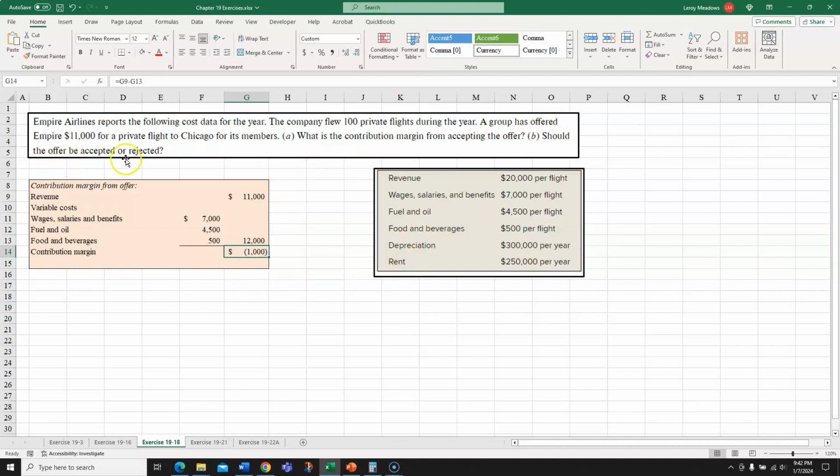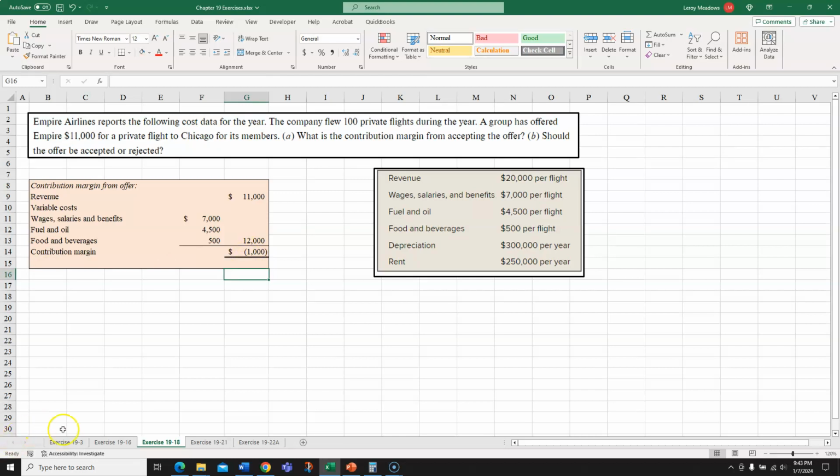Should the offer be accepted or rejected? It should be rejected. Why? Because we have a negative contribution margin. The special offer price is less than the variable cost of the flight. So in this case, Empire would want to reject this offer.